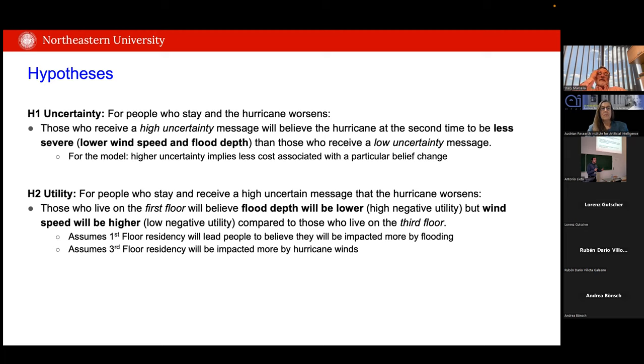Flood depth lower is a lower negative utility, and wind speed higher will be a high negative utility. This slide seems to be wrong, compared to those who live on the third floor. So this assumes first floor residents will believe they will be impacted more by flooding, so it should have a bigger impact on them. And third floor residents will be impacted more by hurricane winds, because presumably on the third floor, the hurricane winds are a greater risk.